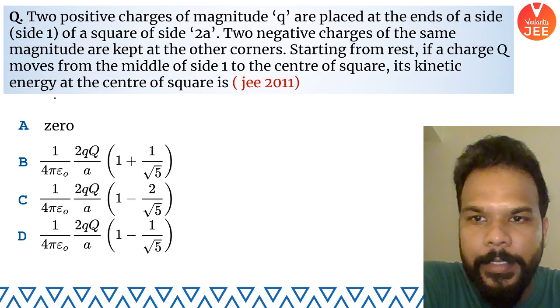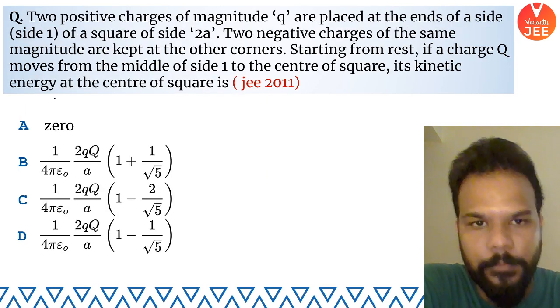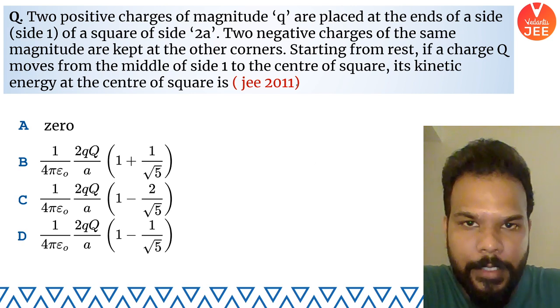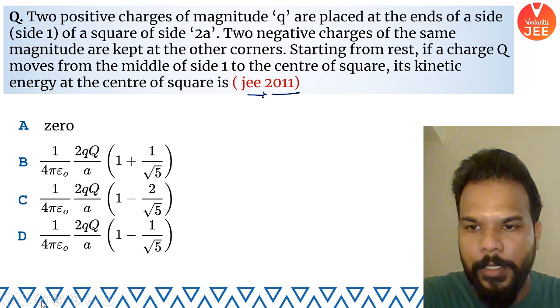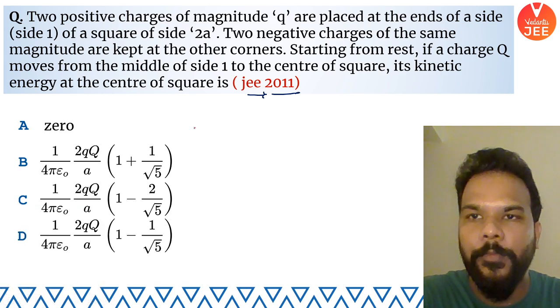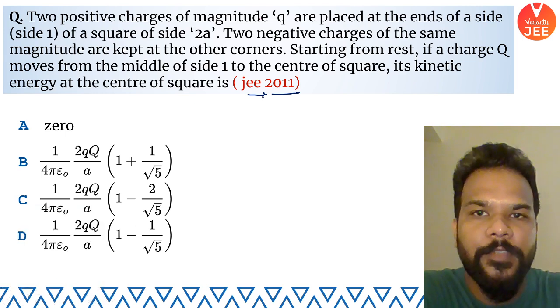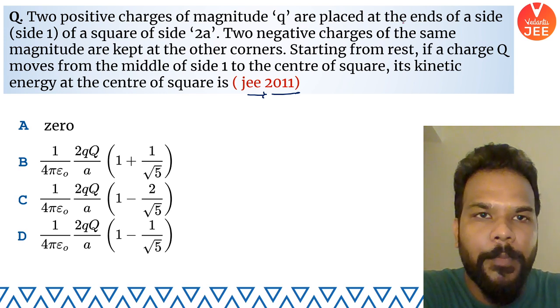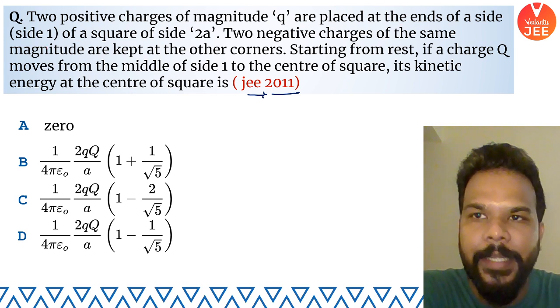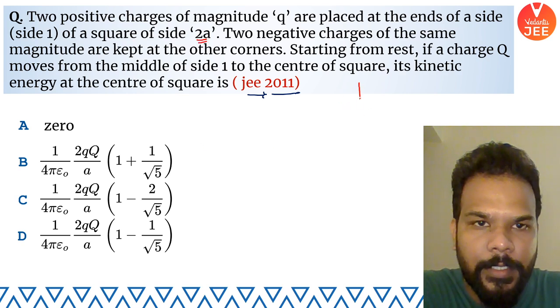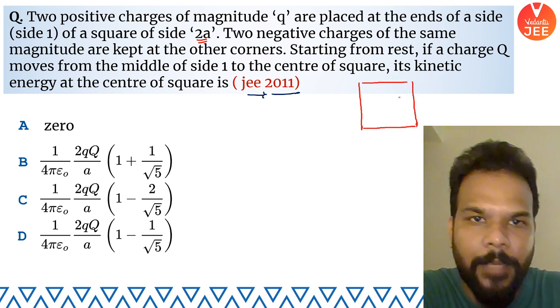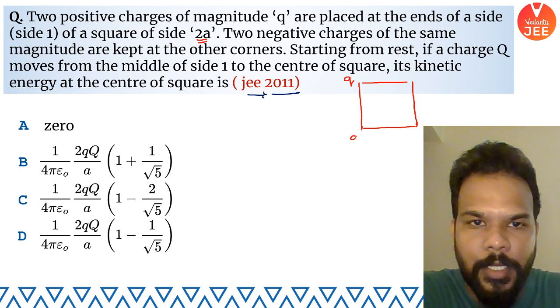Okay, now this one. A question which has come in JEE 2011. So let's read the question, everyone. Question says that two positive charges of magnitude q are placed at the ends of a side, say side 1, of a square of side length 2a. Okay, so let's consider a square here, and on this square what is happening, you have a q charge here and q charge here.